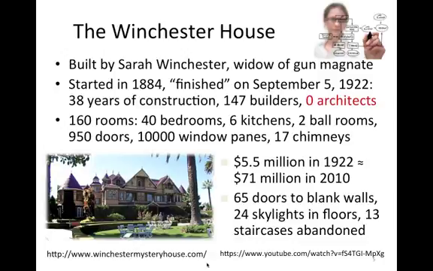For its time, it really had a lot of innovative external architectural features, the turrets and the towers. Really quite a beautiful house from the exterior. But it's a really crazy house. There was no architect involved in the building of this house. Out of the 160 rooms, 40 bedrooms, etc., there are 65 doors that go nowhere, 24 skylights that are in floors, 13 staircases that don't go anywhere because it wasn't architected. It was just built.